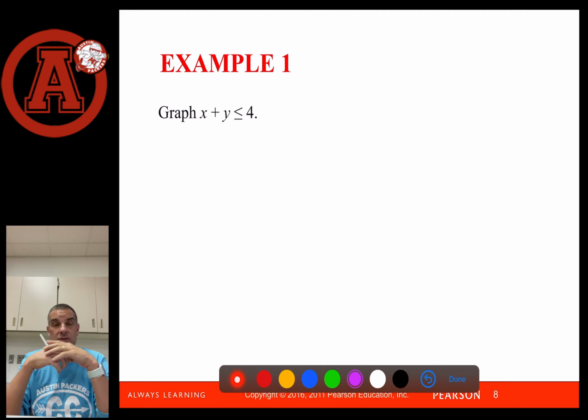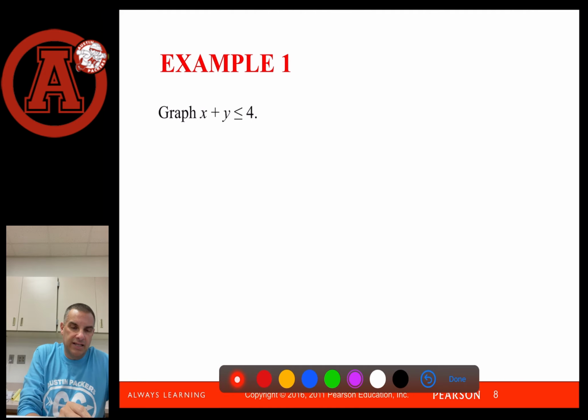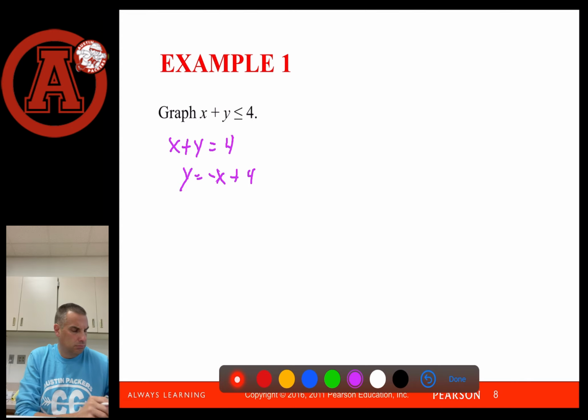We can graph this in one of 2 ways. You can write it as the equation x plus y equals 4, and then you can solve for y. So we get y equals negative x plus 4.